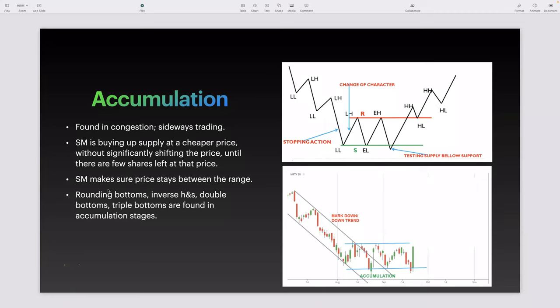Now, there's going to be certain types of chart patterns that we can expect to see when we are down here and it's in the accumulation stage.